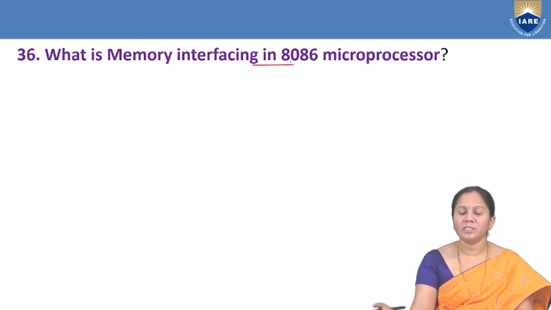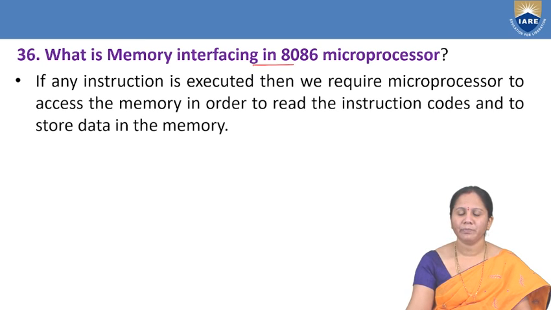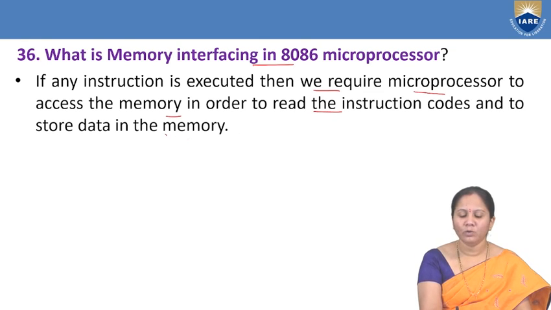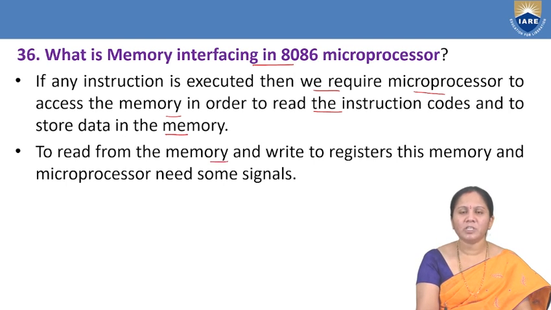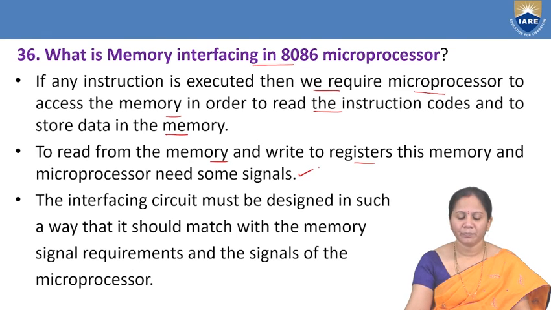Next, what is memory interfacing in 8086 microprocessor? If any instruction is executed, then we require the microprocessor to access the memory in order to read the instruction codes and to store the data in memory. In order to read information from the memory or write information to the registers, the memory and microprocessor need some signals. The interfacing circuit must be designed in such a way that it matches the memory signal requirements and the signals of the microprocessor.